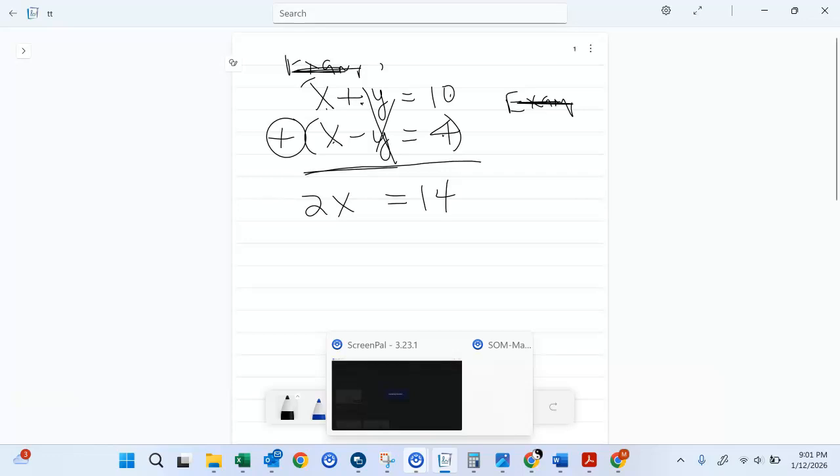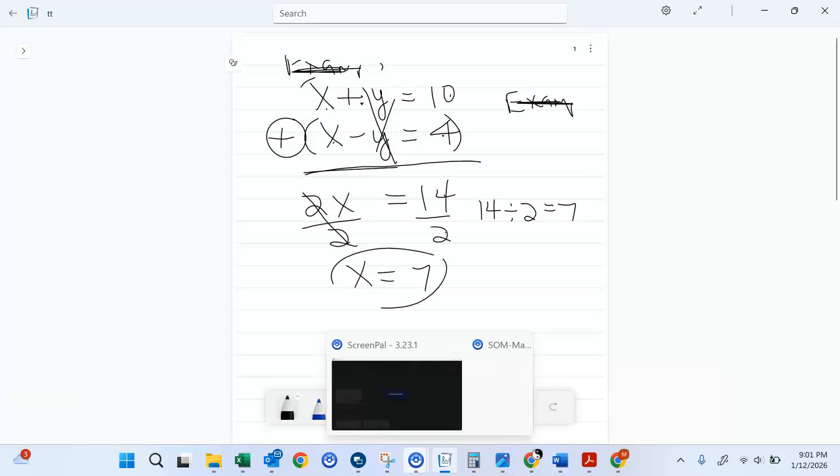And then we get a new equation. And then this is what we learned how to do before. So we get 2x equals 14. So we divide by 2, right, to solve for x. Divide by 2. And we get x is equal to 7. 14 divided by 2 is equal to 7. So that's equal to 7.